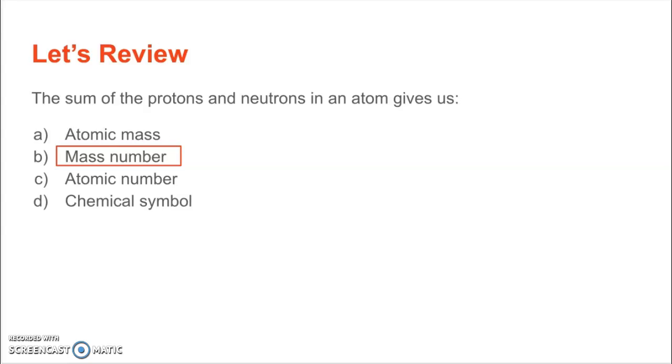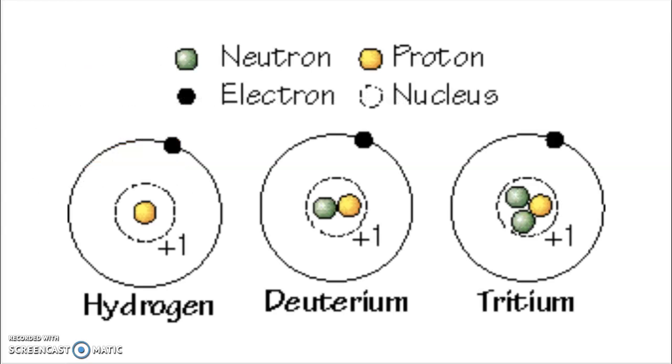Before we get into some practice, let's look at what I mean by an isotope. This is a diagram of 3 different types of hydrogen. You notice that they have different names, but they are all hydrogen. And I know that because I can look at my number of protons. In this atom here, I have 1 proton. In this atom here, I also have 1 proton. And in this atom here, I also have 1 proton. So they all have 1 proton.